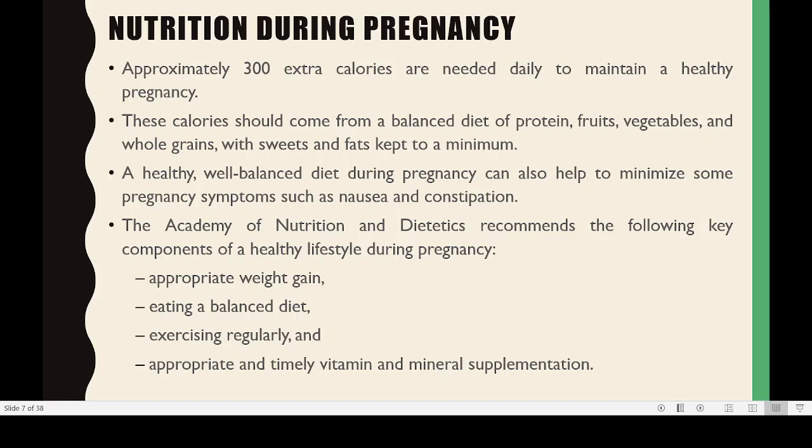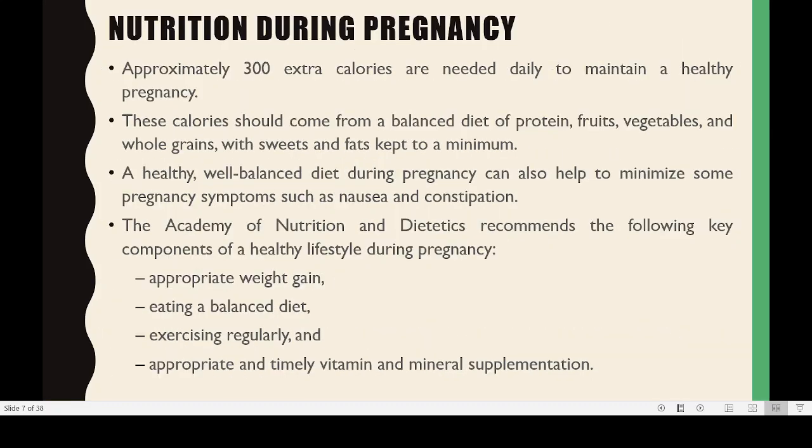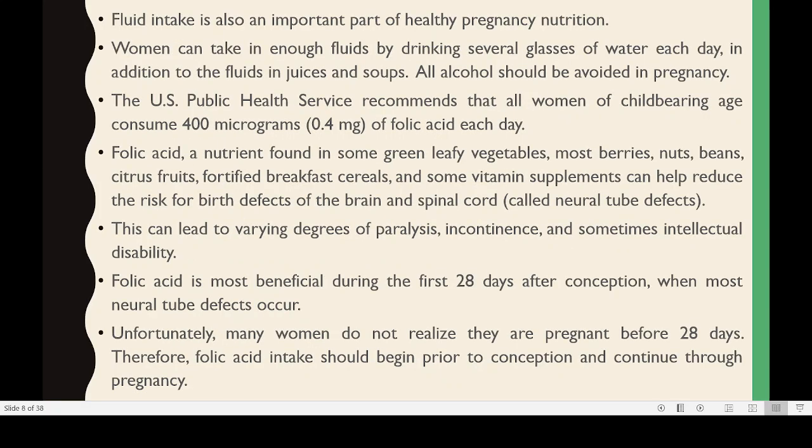And here why I am mentioning this, I think we will come to that. There is a kind of vitamin known as folic acid, and this folic acid is very important during pregnancy. If there is a lack of folic acid, that will result in a lot of different types of diseases. Then fluid intake. Fluid intake means drinking water. You have to drink enough water during pregnancy.